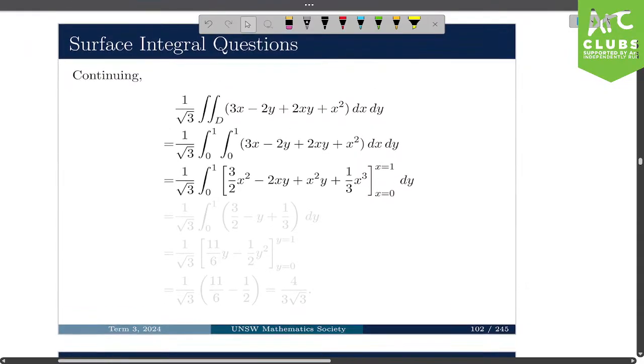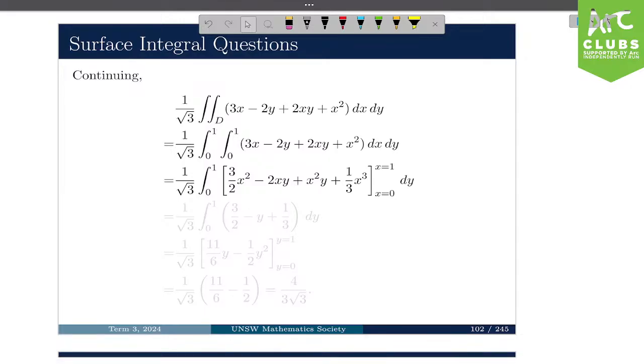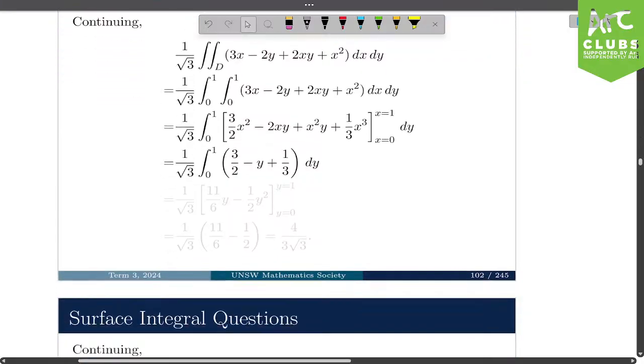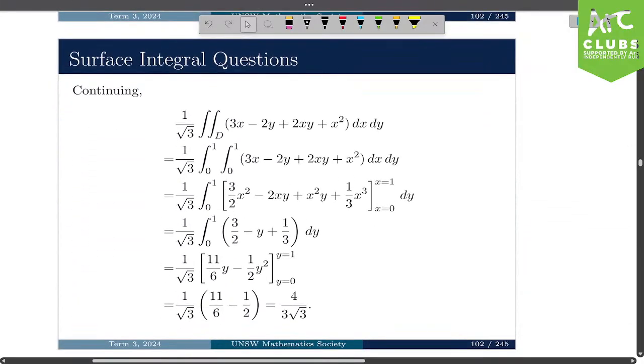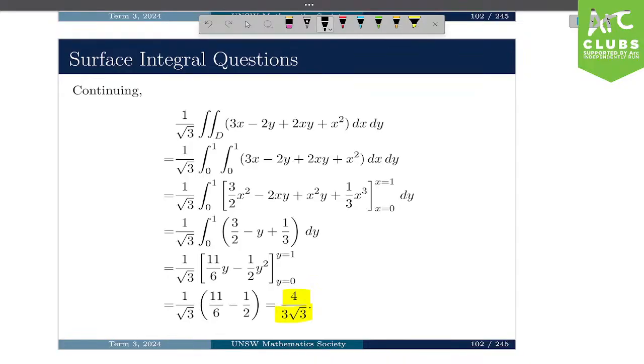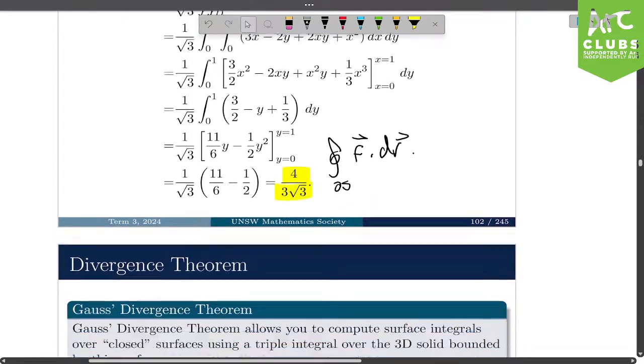And yeah, so I don't really need to go too much through the working of this. This is just standard integration, plugging things in and simplifying. Okay, so we arrive at that, which is the value of our line integral, that's what that's equal to. And we've just used Stokes' theorem to simplify this to a really nice integral.